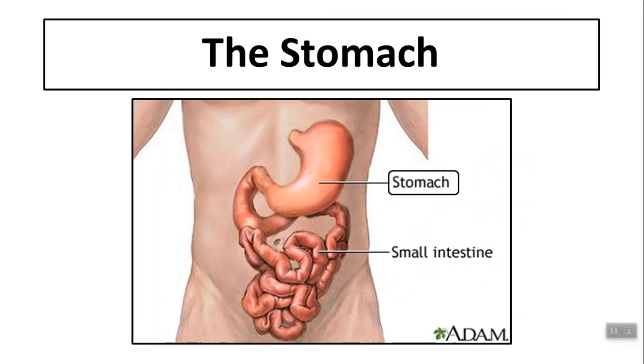The stomach. From this picture we can see it is the dilated part of the digestive system, or the gut tube. Why is it dilated? Because one of its functions is the storage of food and mixing of food. In general, the gut tube or the digestive tube is a muscular tube and it changes its diameter according to the function. So the stomach is a dilated part of the gut tube.